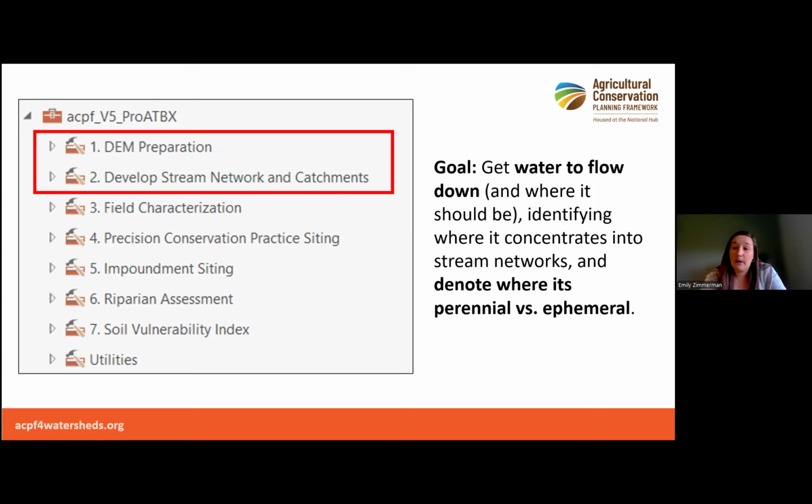Then we want to identify where it concentrates into our stream networks and denote where that stream is perennial, meaning water's flowing year-round, versus ephemeral, where there might be more seasonal flow. That's going to be really important because that helps us to understand what conservation practices might be most appropriate in which places.